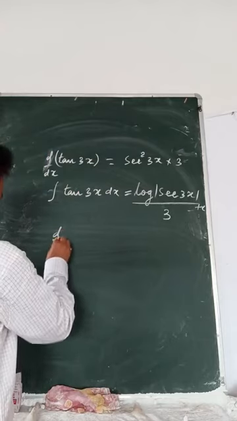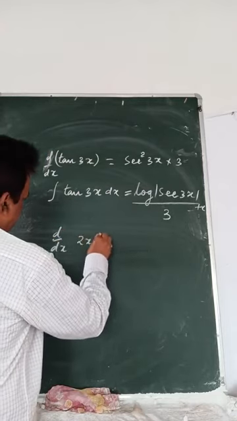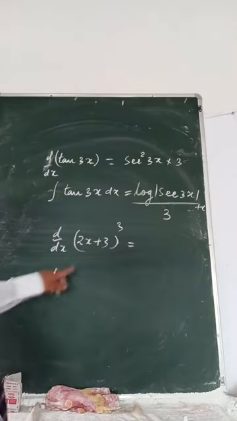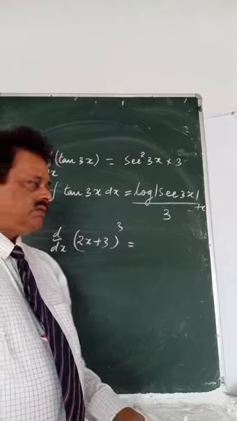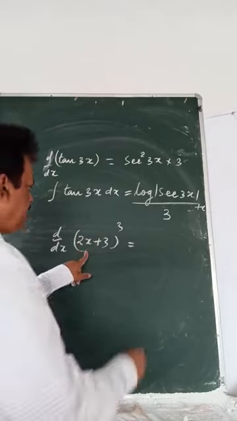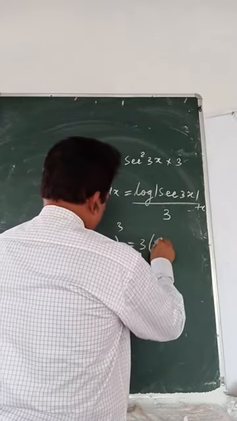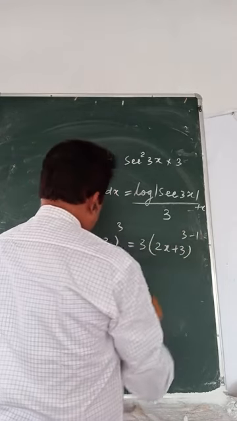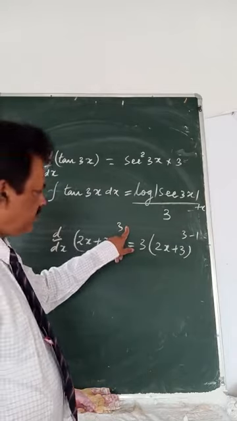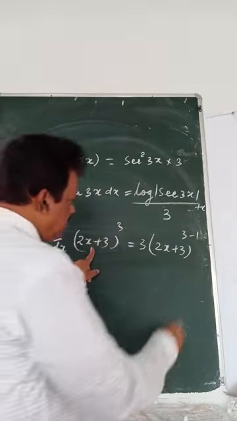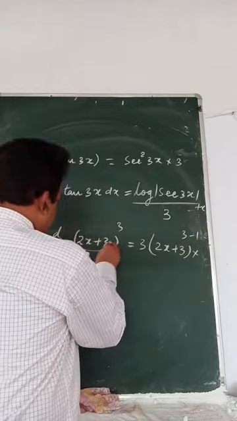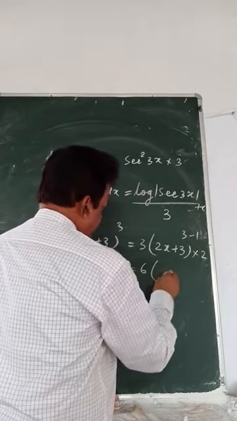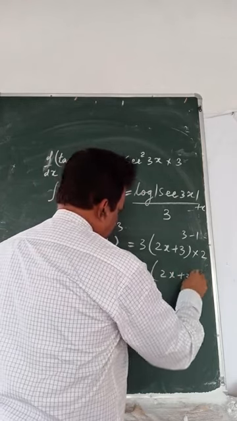Derivative of (2x plus 3) whole cube. What do you do? First nth formula: 3 (2x plus 3) power 3 minus 1. This is the power formula, nth formula. Then derivative of base. What is derivative of base? 2x plus 3 का derivative is 2. So you get 6 (2x plus 3) whole square.